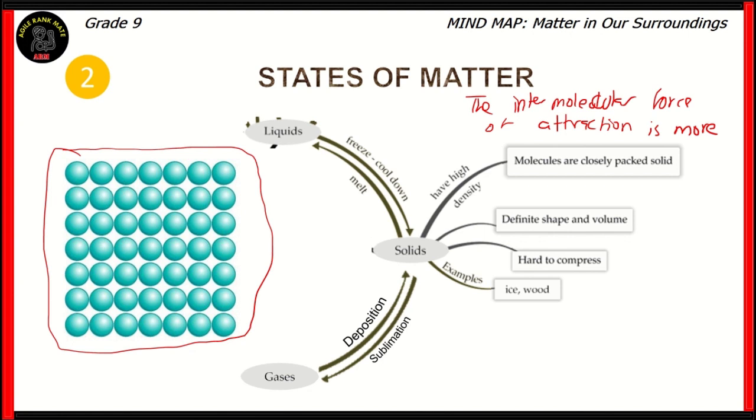Another characteristic is that solids have a definite shape and a volume. So if we put a solid in a water bottle or in a beaker or in any other place, it will still have the same shape and would not change its shape depending on the container or the space it's in. It also has a definite volume and doesn't change it unless we cut it or do anything to it. So another characteristic is that it is hard to compress.